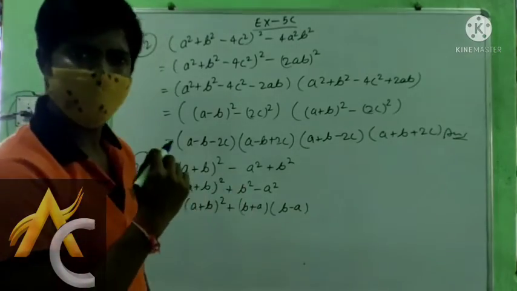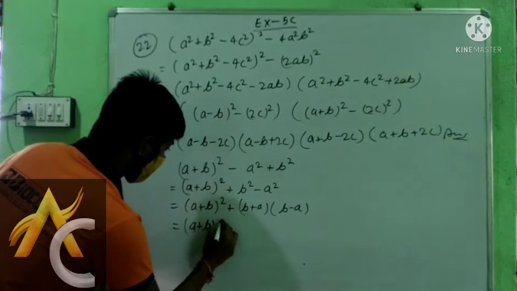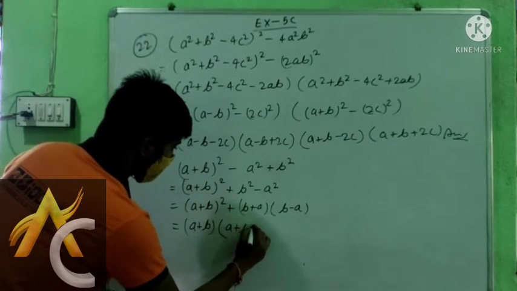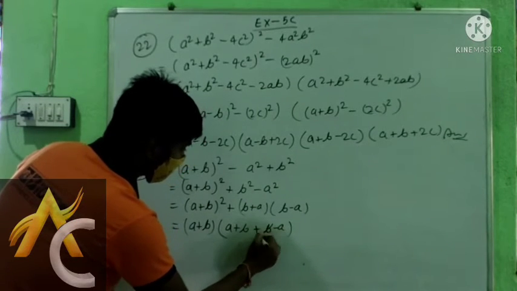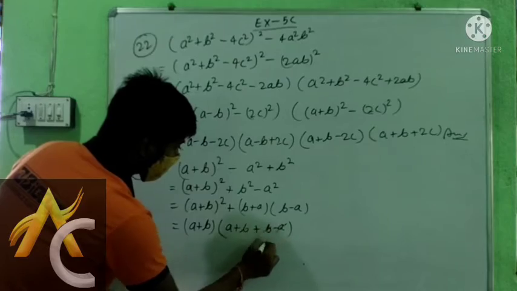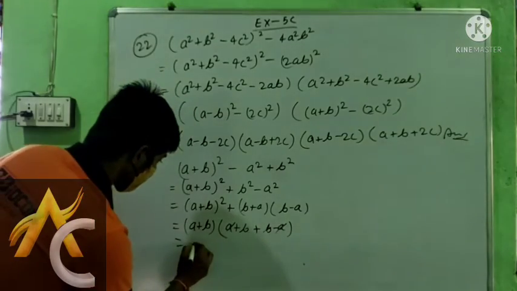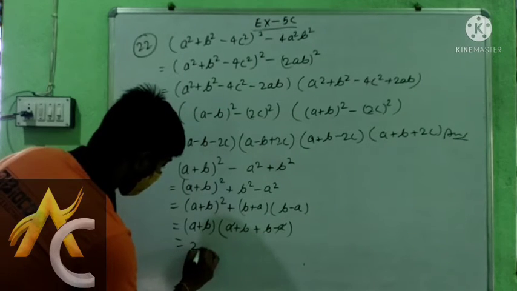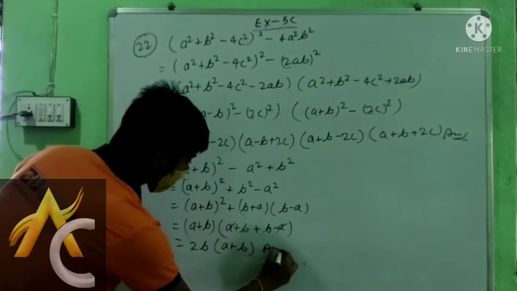Position change करने से कोई फर्क नहीं पड़ता है. Hence we can take a plus b common from here. Then it will be a plus b plus b minus a. Now plus a and minus a cancel each other. Then b plus b is 2b, so it will be 2b into a plus b. This will be your answer.